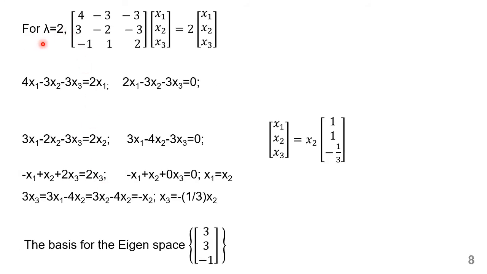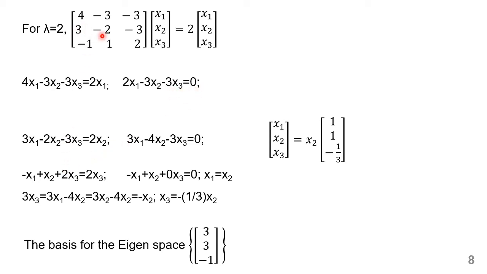We take the next eigenvalue, lambda equal to 2, and its algebraic multiplicity is only 1. We have matrix A multiplied by the three variables x1, x2, x3, equated to lambda equal to 2 multiplied by x1, x2, x3. When I simplify this, I get 4x1 minus 3x2 minus 3x3 is equal to 2x1. Further simplification gives me 2x1 minus 3x2 minus 3x3 is equal to 0.